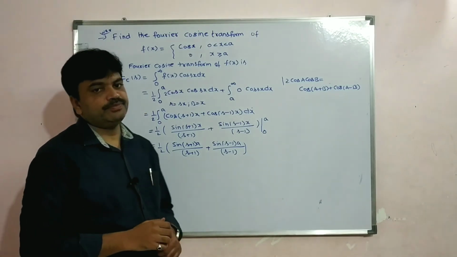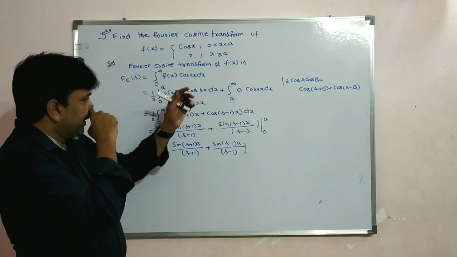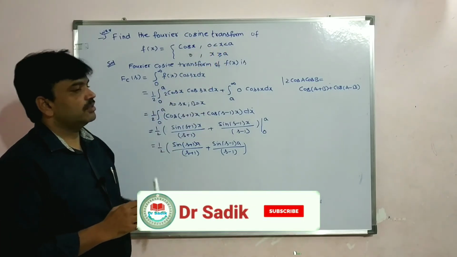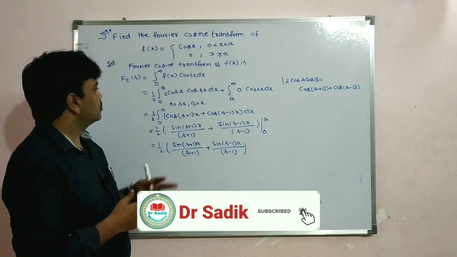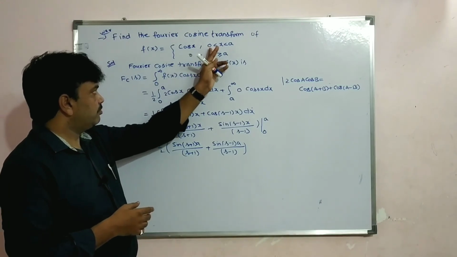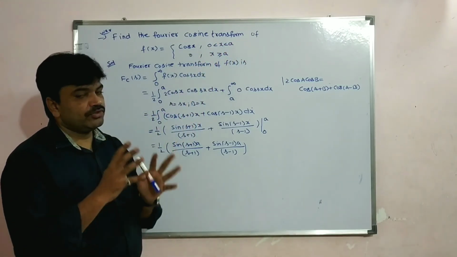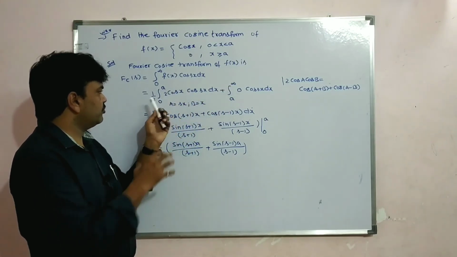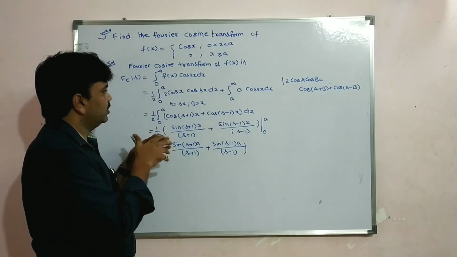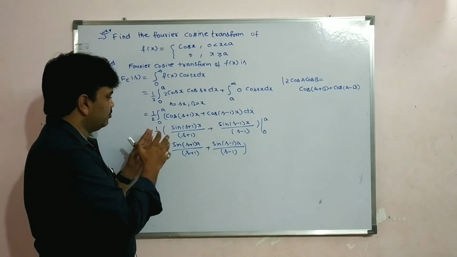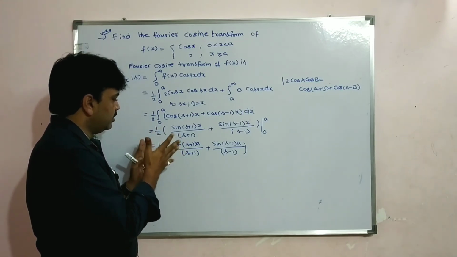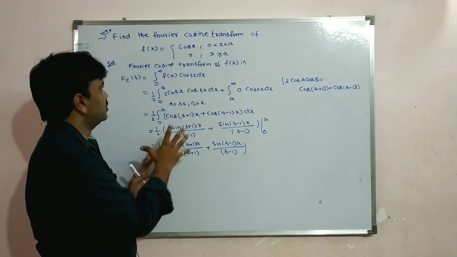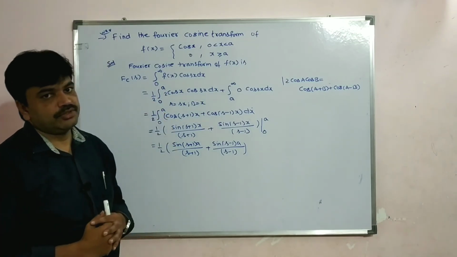Simple, students. Whenever given conditions like these, with a discontinuity, you split the limits by observing the conditions, students. So 0 to a, a to infinity. Substitute the function value, students, and simply integrate, and we get the Fourier cosine transform of the given function.